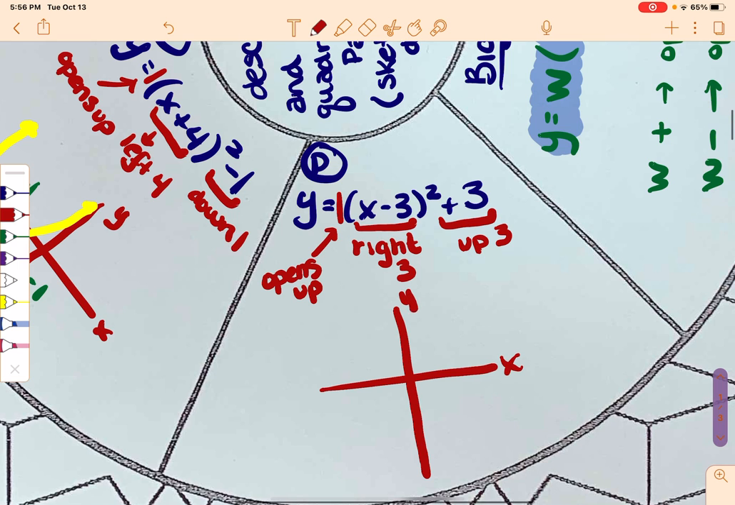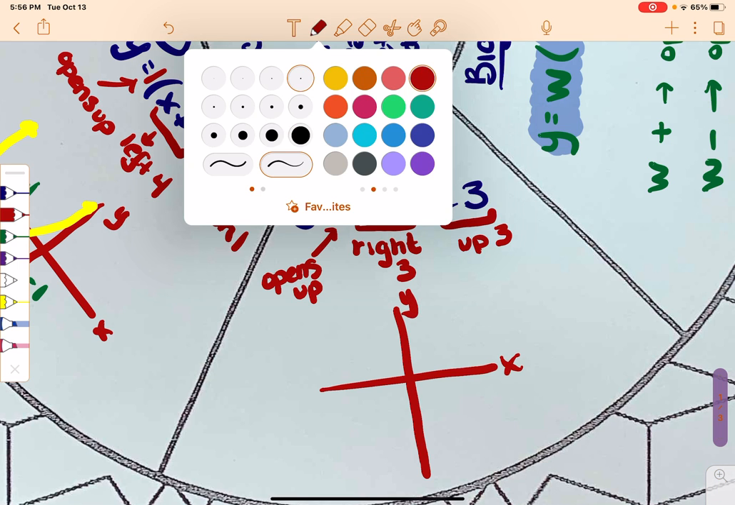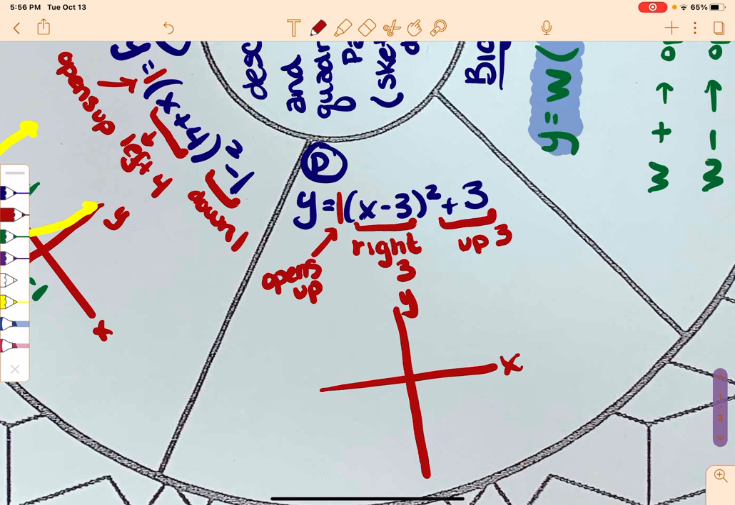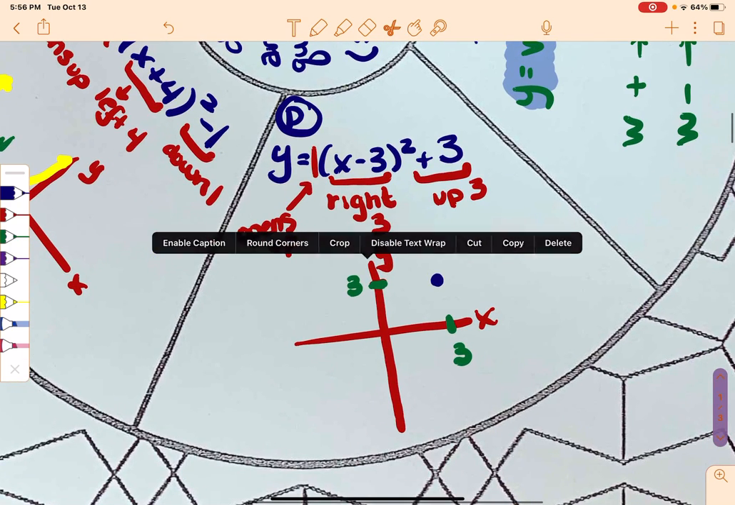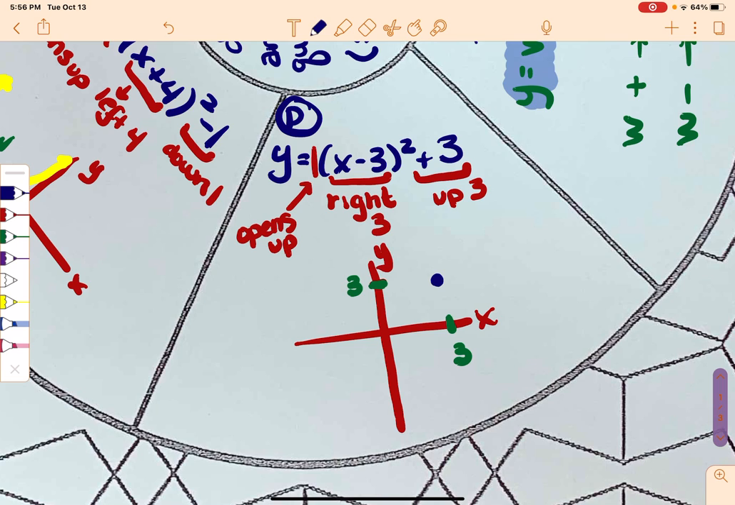So x and y here. It goes up 3. Oops, I guess I thought I'd change colors. Up 3. And if it goes to the right 3, it would be there. That's where the vertex would be. And I know it would open up.